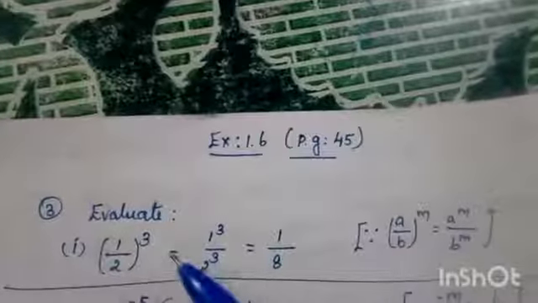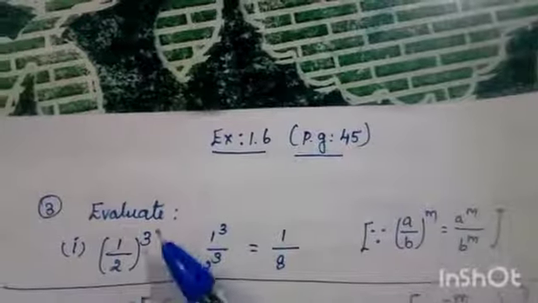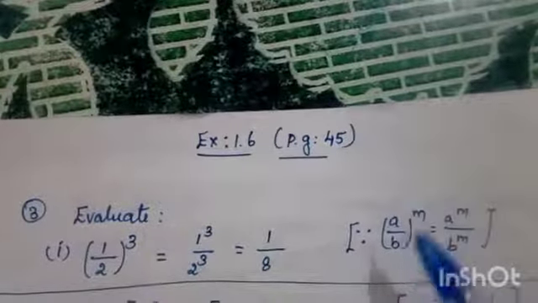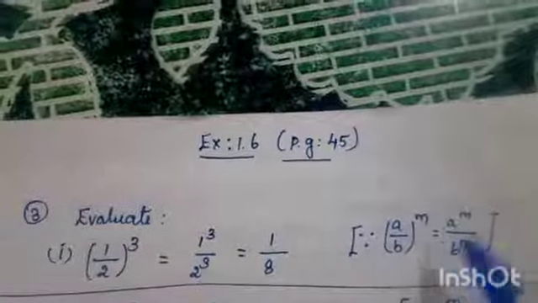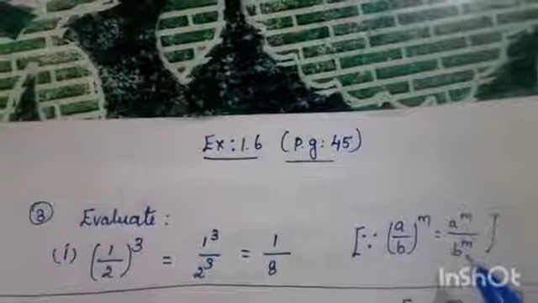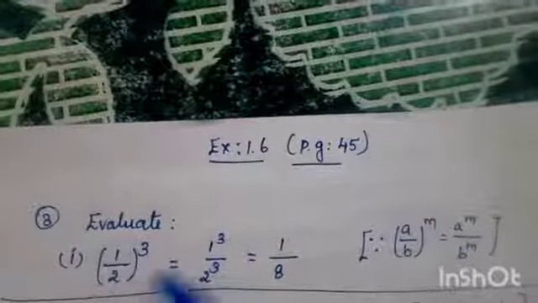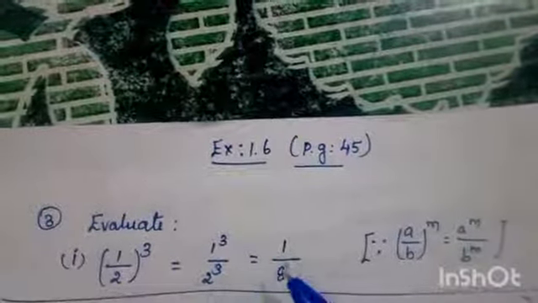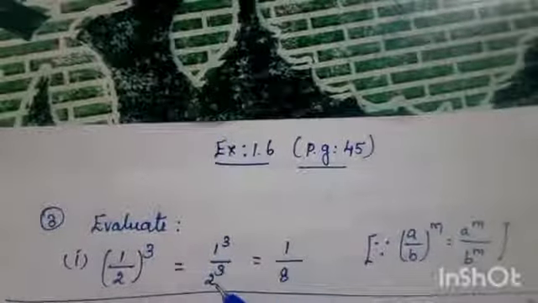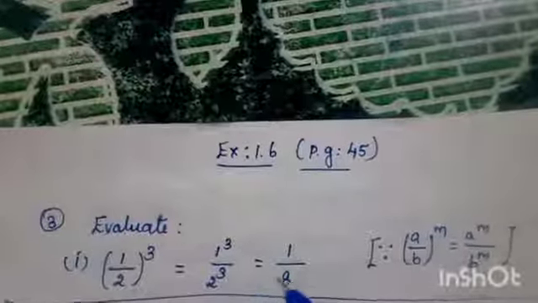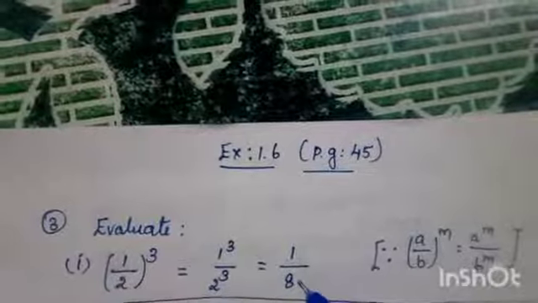The first problem, 1 by 2 whole cube. For a by b whole power m, we use this rule: a by b whole power m equals a power m by b power m. So the cube is common for both numerator and denominator: 1 cube by 2 cube. 1 cube value is 1, and 2 cube is 2 into 2 into 2, that is equal to 8. This is the answer.